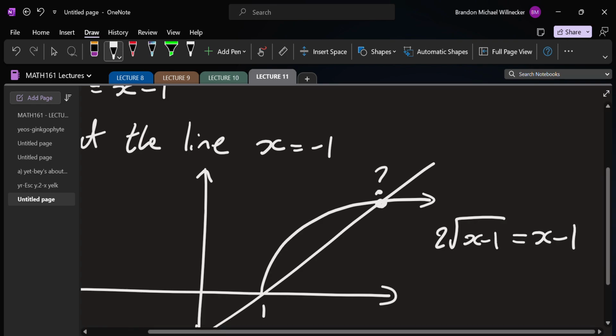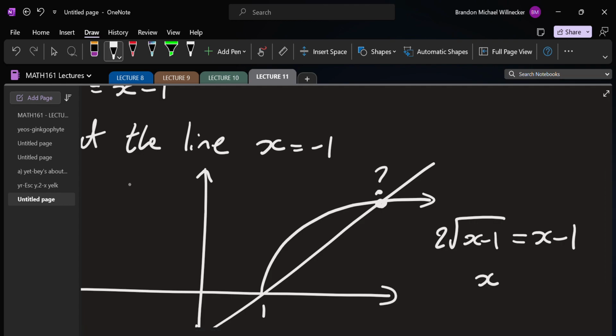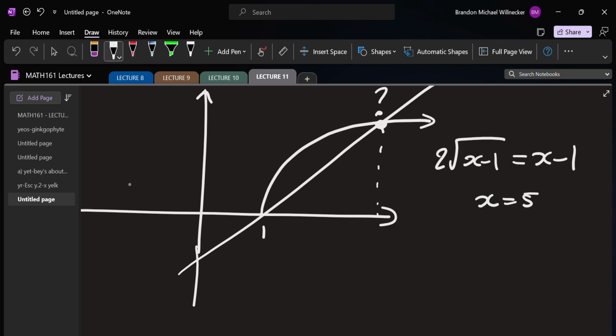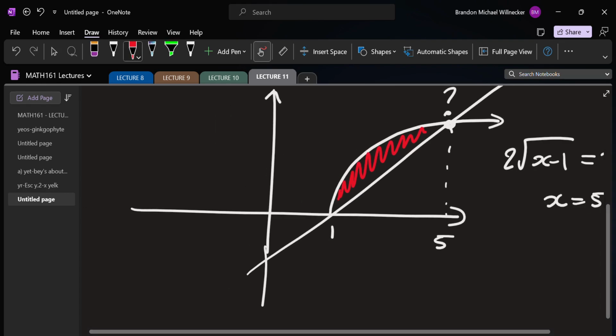So we just make the two lines equal and we get what that point is. So we're going to have 2 root x minus 1 is equal to x minus 1. Solve for x and you end up with x equals 5. So we have our x values going from 1 up to the other intersection point here, that'll be 5. Okay, so here, as shaded in, that's our region of interest.